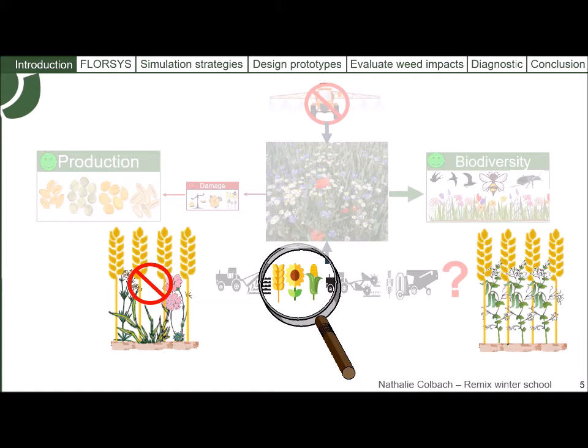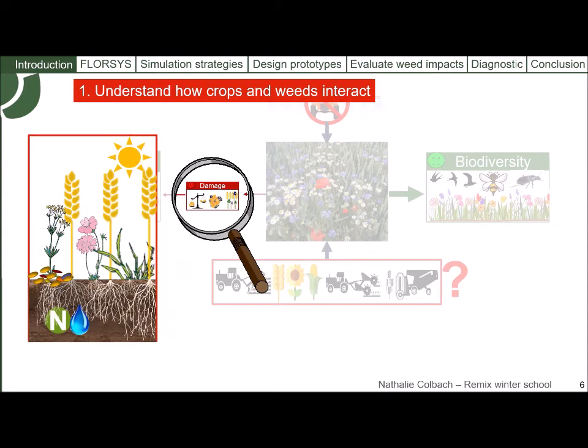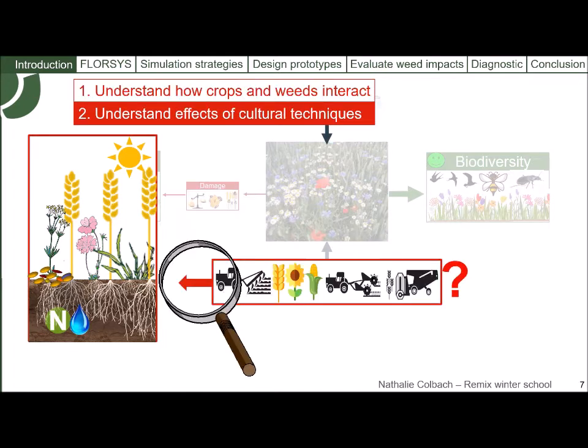To design these new cropping systems, particularly those including intercrops, we first of all have to understand how weeds affect crop production, how they cause damage to crop production. And this means we have to understand how crops and weeds interact. We also have to understand how weeds produce seeds and how these seeds survive in the soil and how they infest future crops. Then we have to understand how cropping techniques influence these interactions between crops and weeds and the multi-annual dynamics of weed seeds in the soil.